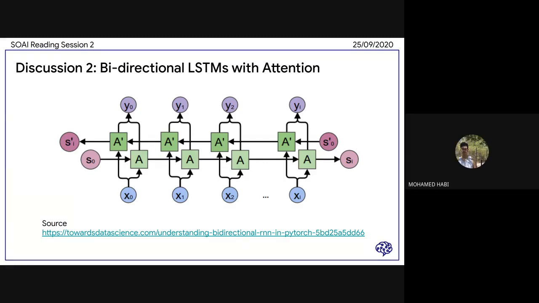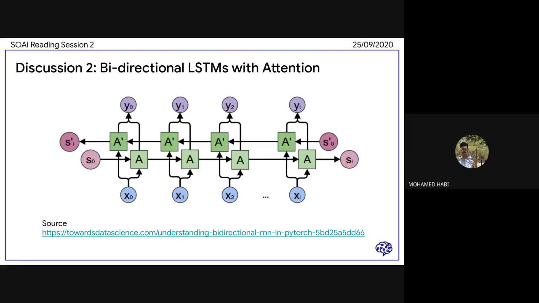Okay, so the problem with the recurrent neural networks that you described was that the recurrent network looks just at the previous element.